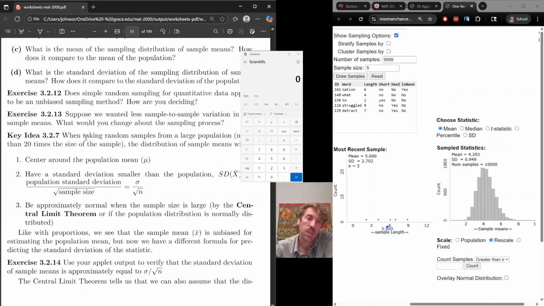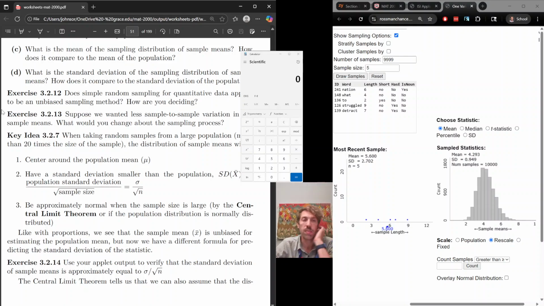Number 12. Does simple random sampling for quantitative data appear to be an unbiased sampling method? How are you deciding? This is using stuff from last section again. So hopefully you have a good understanding of what it means to be biased or unbiased and why. So show me that in this question. In 13, suppose we wanted less sample-to-sample variation in the sample means. What would you change about the sampling process? So in this case, if we're choosing randomly, there's only a few things we can change, and they're mostly up there. So we're about to get to that in a second.